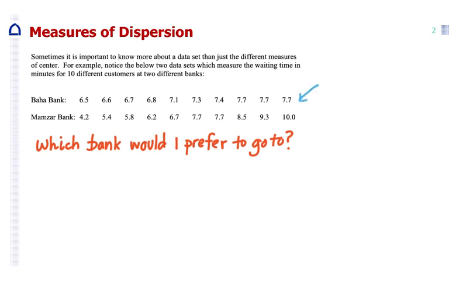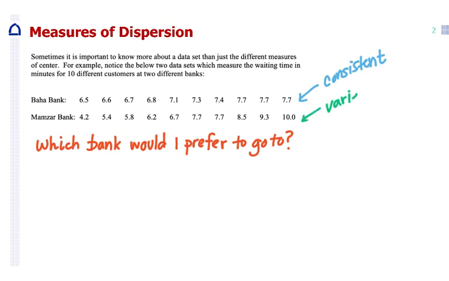see, well, the wait times are pretty consistent. That's a word we will use a lot in this lesson. The wait times are consistent, meaning they're pretty predictable, they're close together. If I chose Baja Bank, that means that I can pretty reliably predict that the wait would be somewhere between 6 and 7 minutes. But if you chose Mumsar Bank, these are a little more varied.